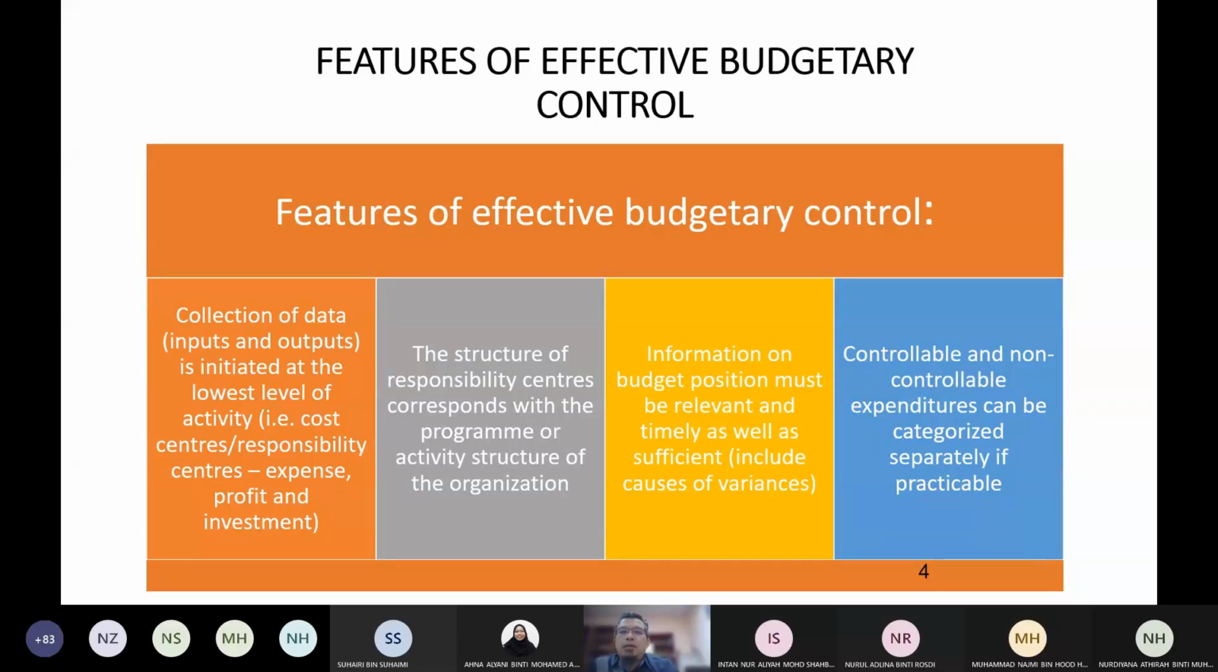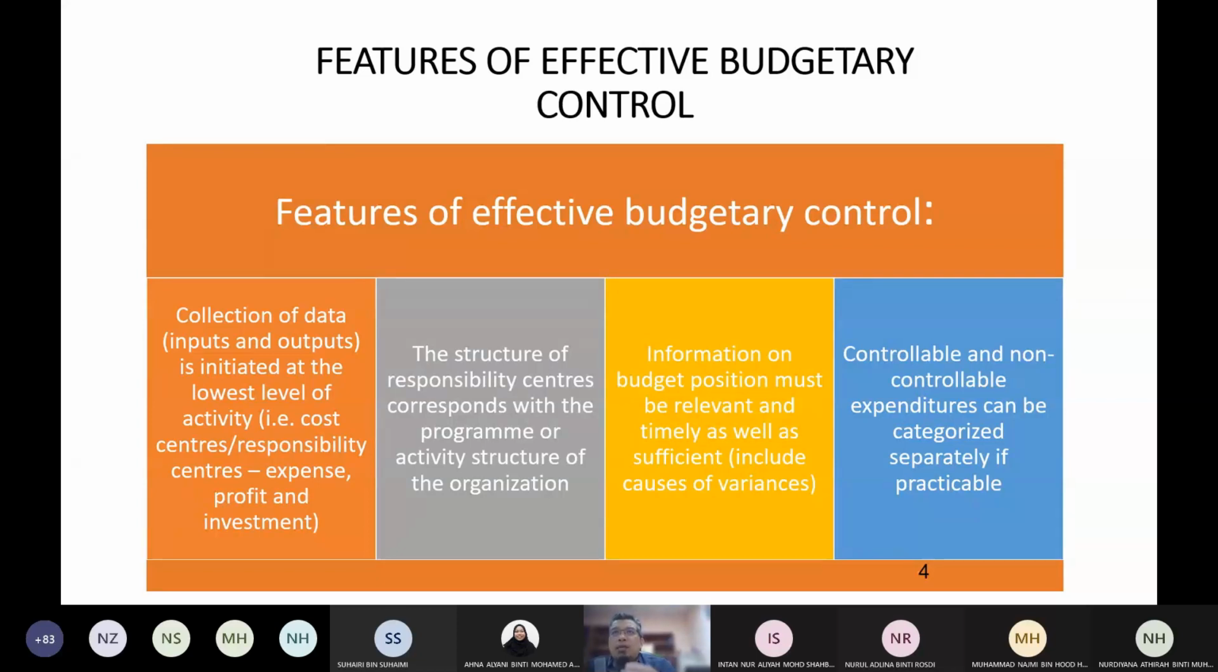That's one. Third, information on budget position must be relevant and timely, as well as sufficient, okay, including cost variances. So I think basically that is information to support the expenditure level, because government spends money. Okay, what is it for? What were the activities that they spent on? Okay, and then definitely enough information to support that these activities have been undertaken, which is consistent with the objective. That's one. With the allocation, okay, what is being authorized for them to undertake all these activities, right?